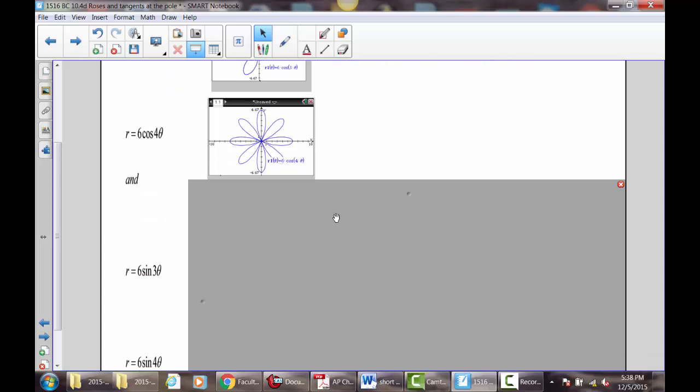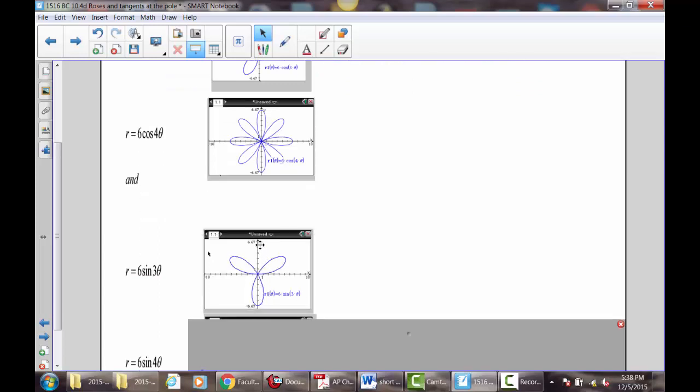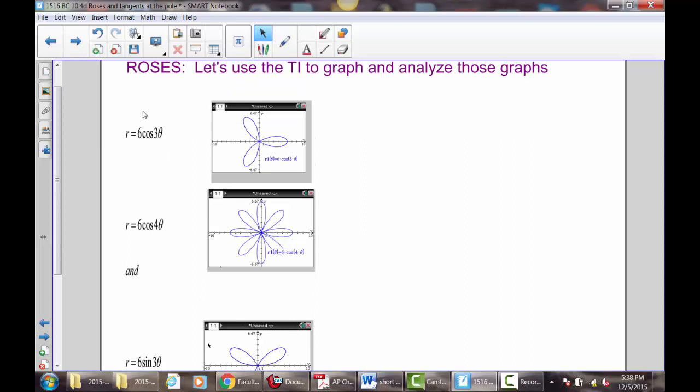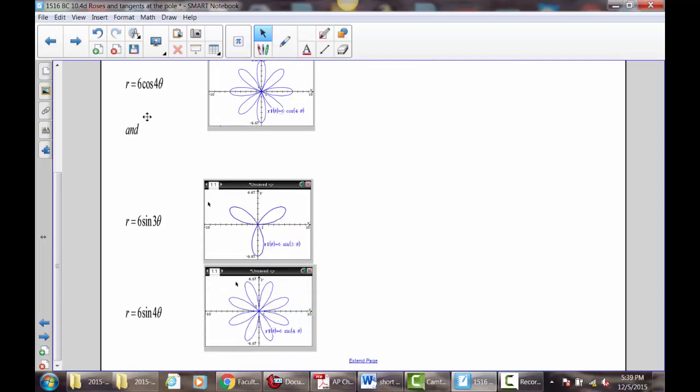If you do the same thing with sine, it's going to be symmetric with respect to the vertical axis, the pi over 2 axis. Again, the 3 here is going to create 3 petals, and the 4 will create 8 petals. Now, as far as what the 6 has to do with anything, 6 is actually the length of the petal. So if you thought of this almost as a circle, it would be the diameter of the circle. But I call it the length of the petal, the diameter of the petal, if you wish.